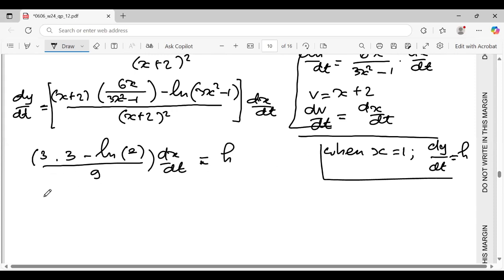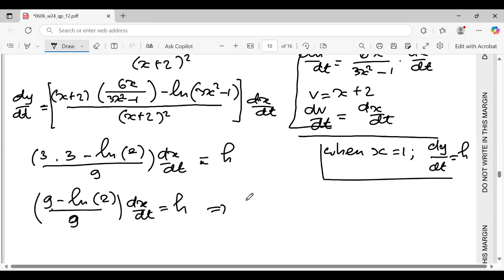So it's going to be (9 minus ln 2) over 9 times dx/dt equals h. So dx/dt equals 9h over (9 minus ln 2). So this is dx/dt.